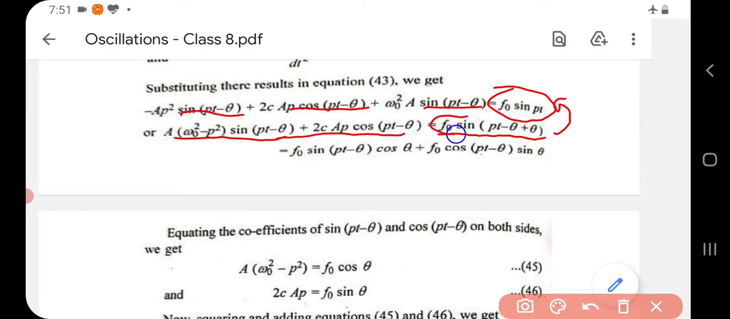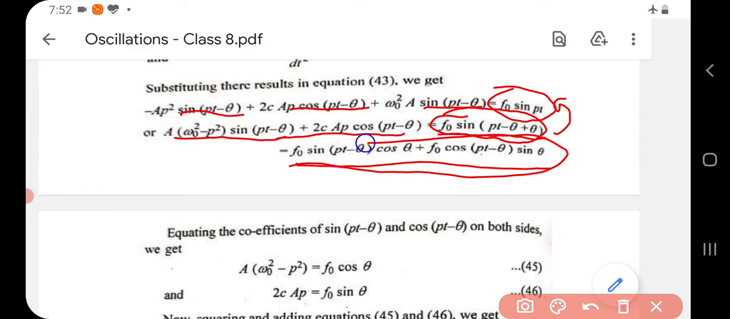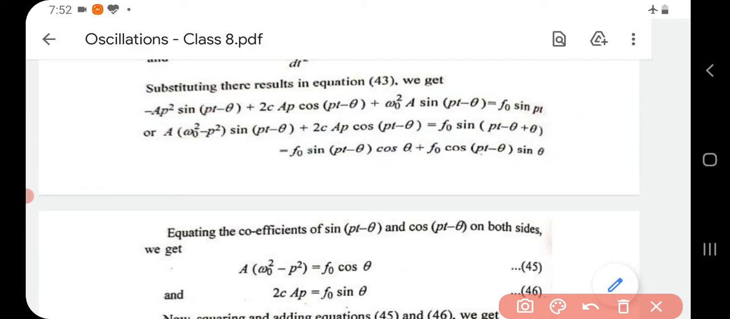Why have you written it like this? Just to bring it in a particular form. See, f0 sin(pt minus theta plus theta) is written like this. Do you know how you got it? Here they have taken sin(pt minus theta plus theta) as sin(a plus b), where a is pt minus theta and b is theta. What is the expansion of sin(a plus b)? Sin a cos b plus cos a sin b, and then you just multiply each of these terms with f0. So you will get this equation. So you have got your LHS and RHS.